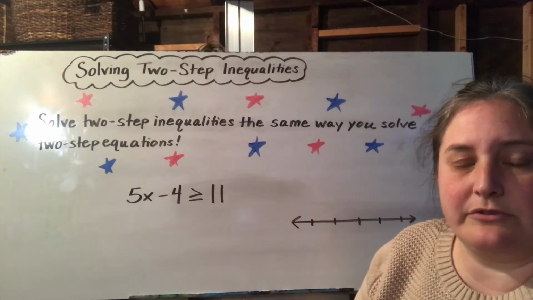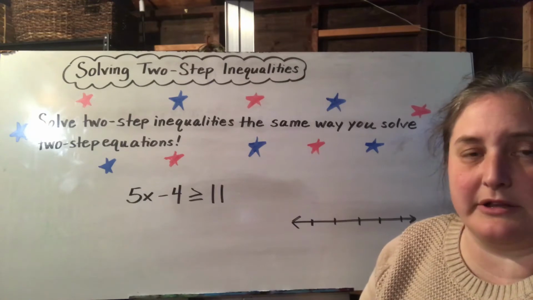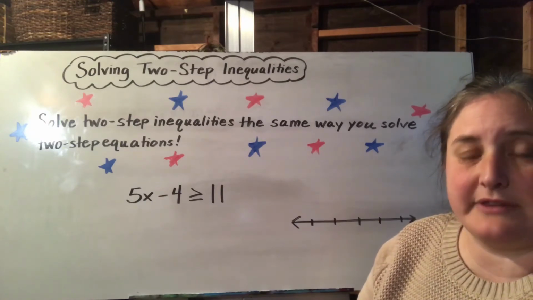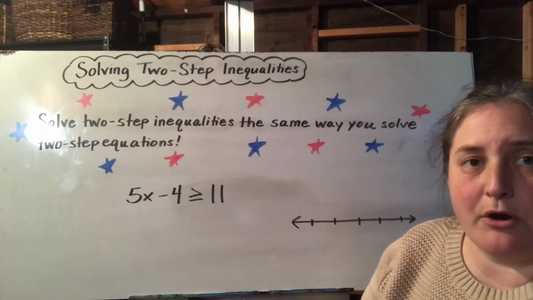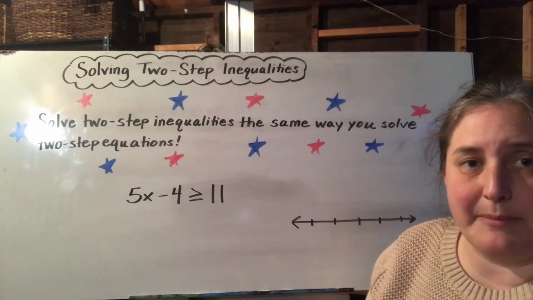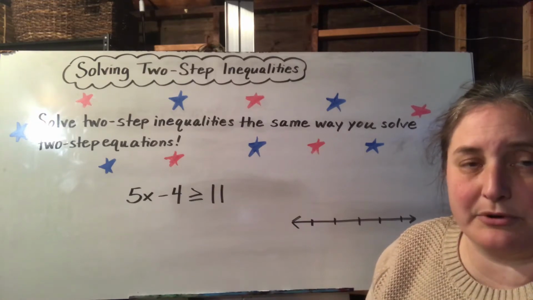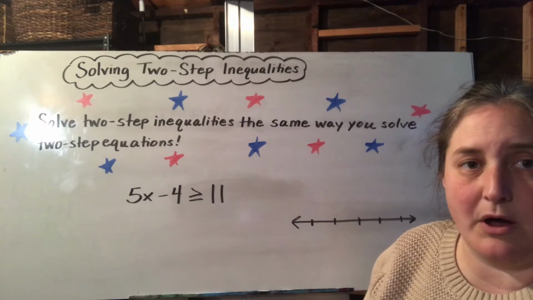Today we're solving two-step inequalities, and the most important thing to know about solving two-step inequalities is that you solve them the same way that you solve two-step equations. So remember our order of operations? Well, we're going to use our order of operations in reverse because we're not solving for our answer, we're solving for a missing part of our inequality.